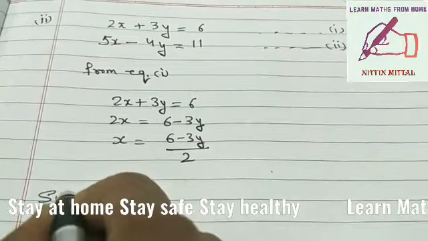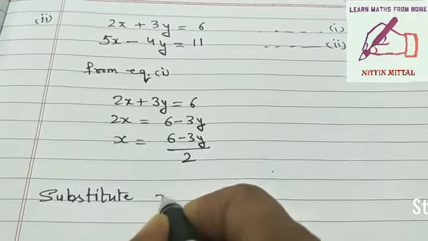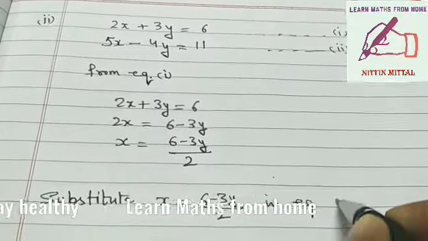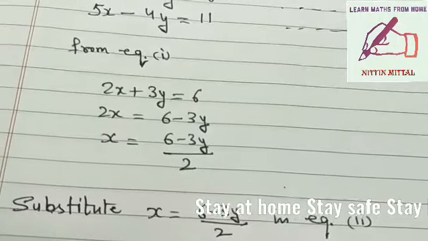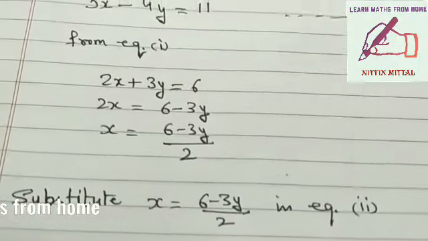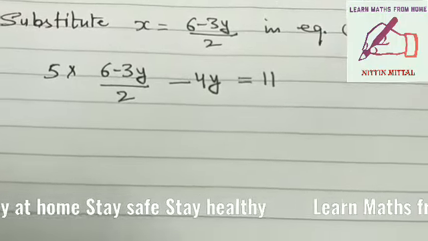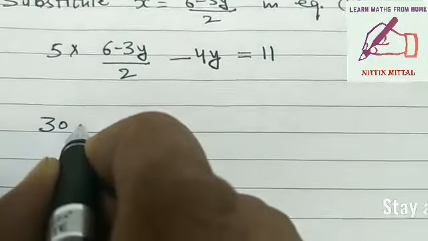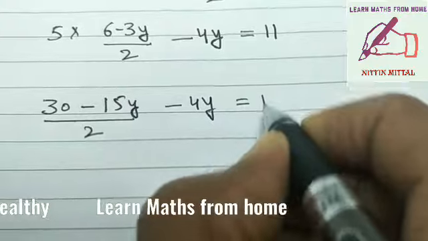So we'll write x equal to (6 minus 3y) over 2 in equation 2, other than the equation that you have taken earlier, right? So what we have now: 5 into (6 minus 3y) over 2 minus 4y equal to 11. So this is again a linear equation in one variable. So 5 will multiply: 5 sixes are 30, minus 15y over 2 minus 4y equal to 11.